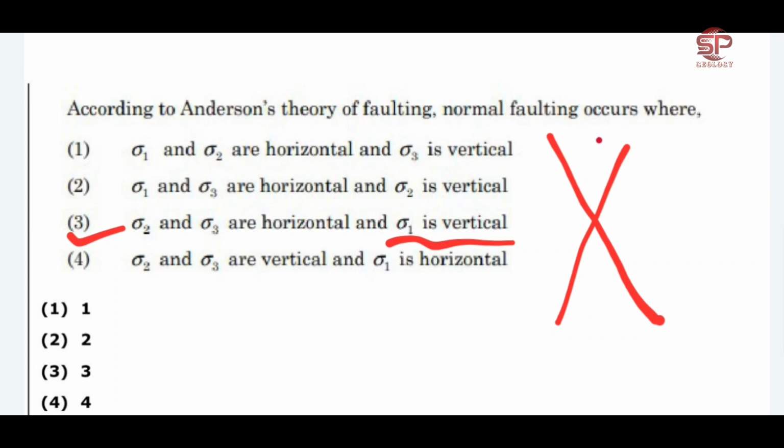Always remember, the stress axis along the acute angle of the fracture is sigma 1. That along the obtuse angle is sigma 3. That parallel to the fracture plane is sigma 2. Sigma 1 always bisects the acute angle between the conjugate fractures, sigma 3 bisects the obtuse angle between the conjugate fractures, and sigma 2 is always parallel to the fracture plane. In any fault, sigma 2 is always parallel to the fault plane. Sigma 3 bisects the obtuse angle.